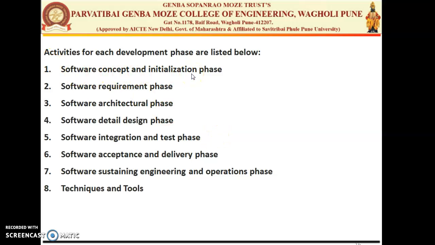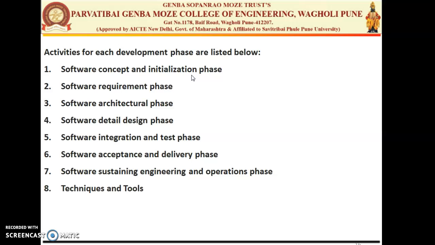The second phase is software requirement phase. In this phase, the SQA plan assures that all the requirements are completed from the customer point of view and all are tested. So it assures that all the functional requirements, non-functional requirements, and interface requirements are assured and completed. Your third is software architectural design phase, the initial phase of the design phase, in which we create the architecture.